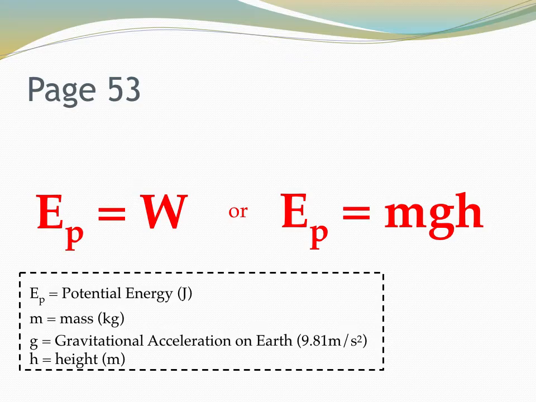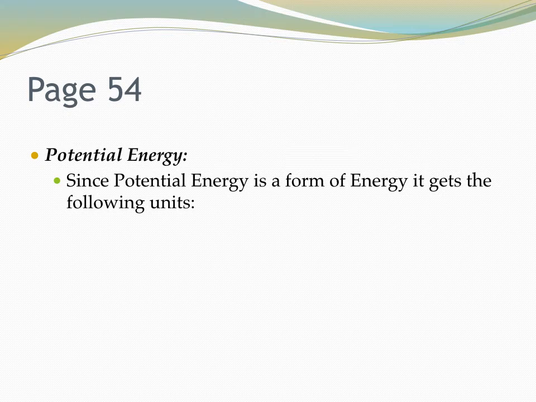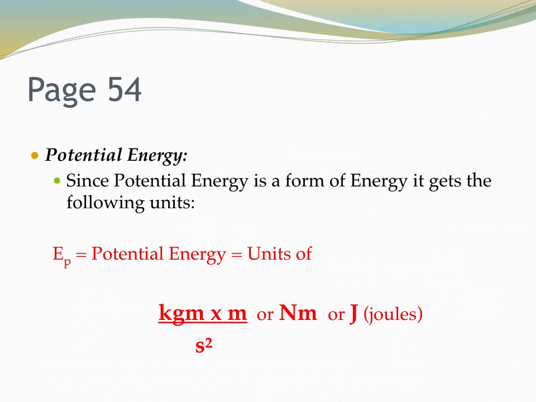Okay, moving along. So, potential energy is a form of energy, so it gets the following units. EP, potential energy, is equal to units of kg times m over s squared, or N·m, or joules. Please copy this down in your notes on page 54.